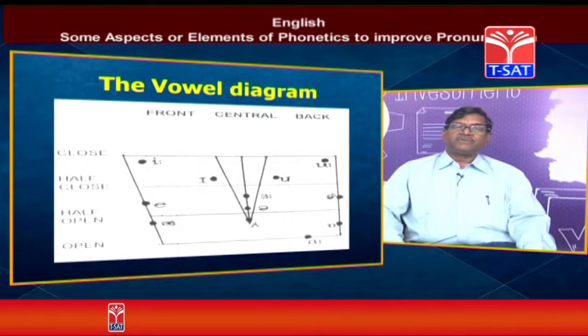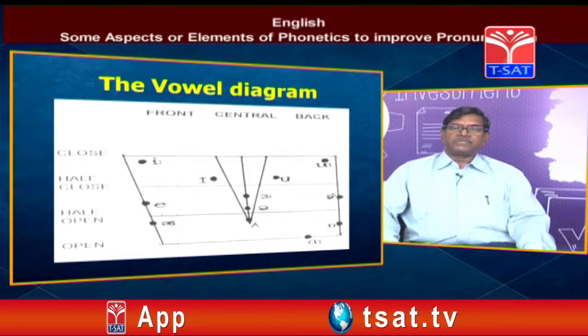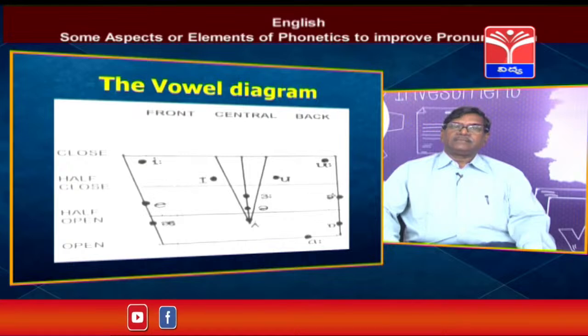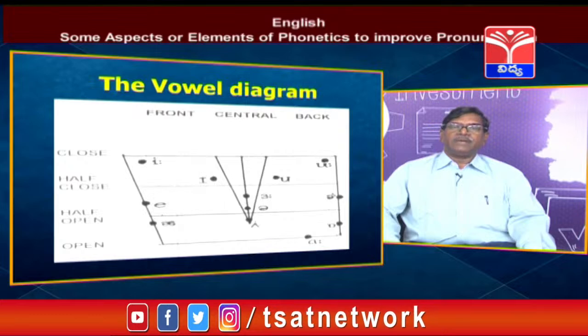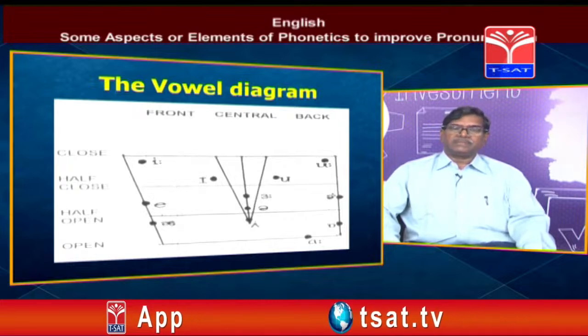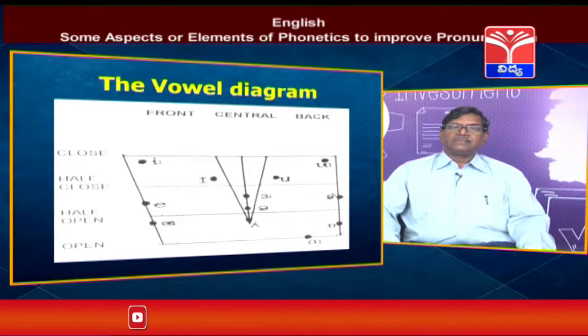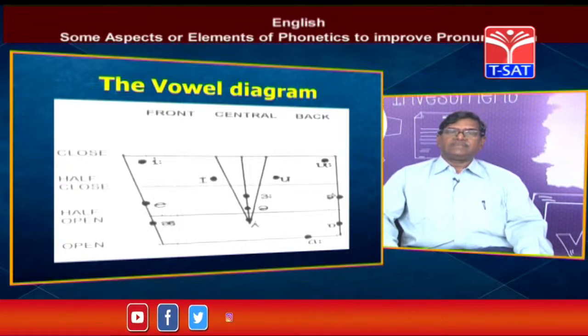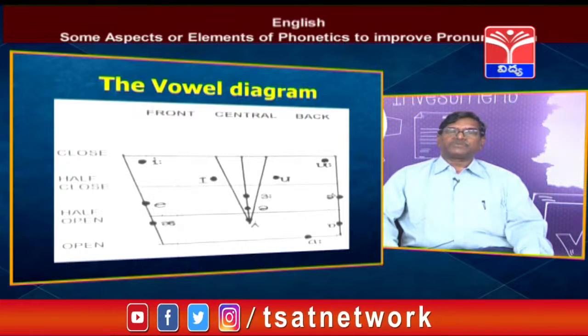See, look, the vowel diagram is like this. The tongue position, these are all tongue positions. There are 3 positions: front, middle and back. E is a front close vowel. That means the cavity almost closes when we utter the sound E.